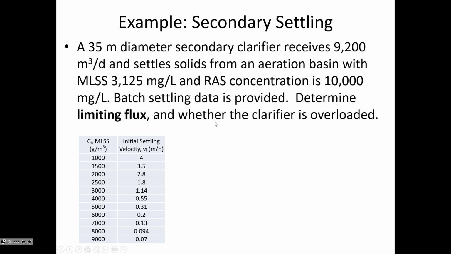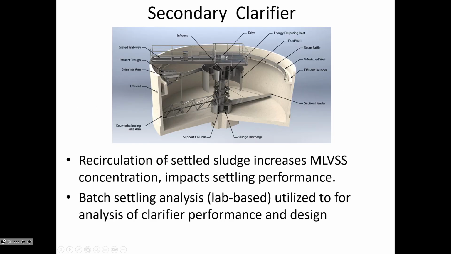So maybe if in this example we say that we're sending the water from the aeration basin to the clarifier at the concentration of 3,125 milligrams per liter. So from that we can ascertain what's the initial settling velocity, but then as that mixture of solids and liquids compresses, and at the bottom of the clarifier there's more and more solids, it's going to be slowing down in its settling velocity, and we can use this initial settling velocity as a surrogate for the actual settling velocity as the concentration increases. So just to look at this side view picture, just in your mind try to envision that as you're going down, the concentration of solids is increasing.